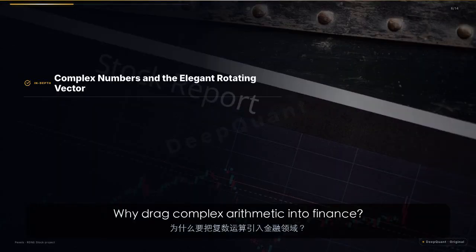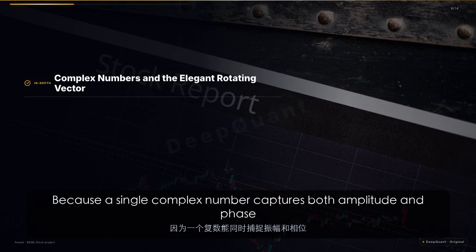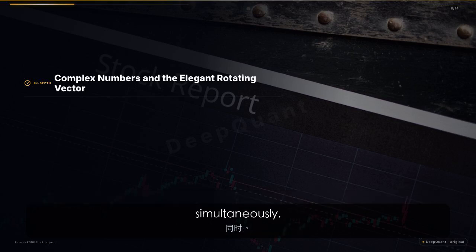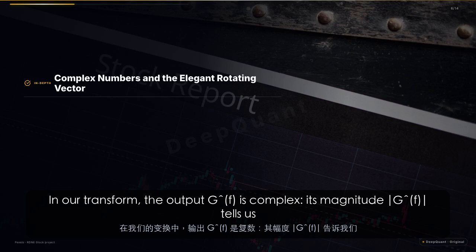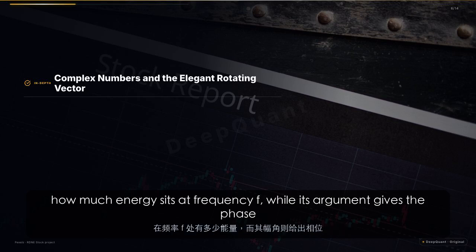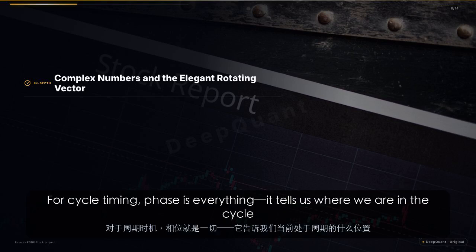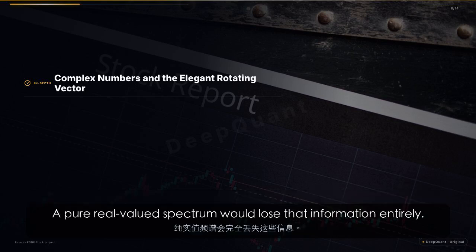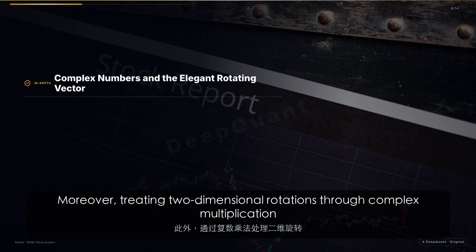Why drag complex arithmetic into finance? Because a single complex number captures both amplitude and phase simultaneously. In our transform, the output g(f) is complex. Its magnitude |g(f)| tells us how much energy sits at frequency f, while its argument gives the phase offset. For cycle timing, phase is everything. It tells us where we are in the cycle right now. A pure real-valued spectrum would lose that information entirely.